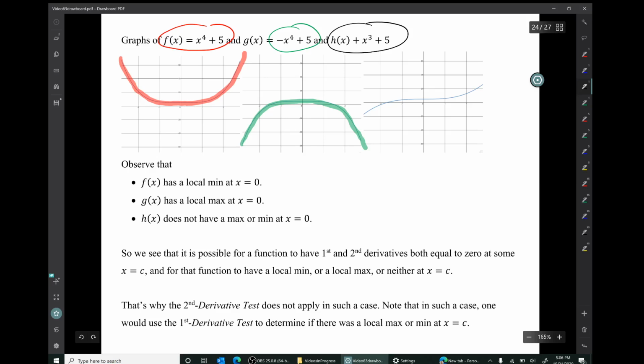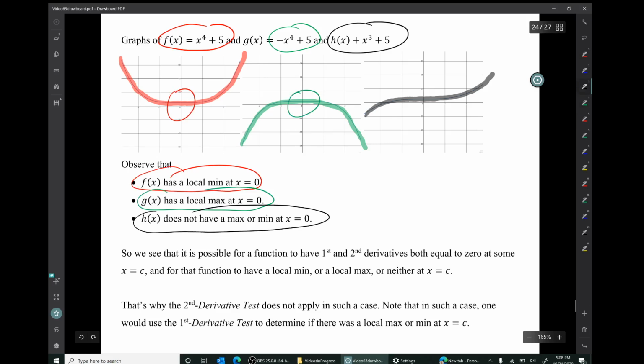And here's the graph of h of x, x cubed plus 5. So we can see that f of x has a local min at x equals 0, g of x has a local max at x equals 0, and h of x does not have a local max or a local min at x equals 0.